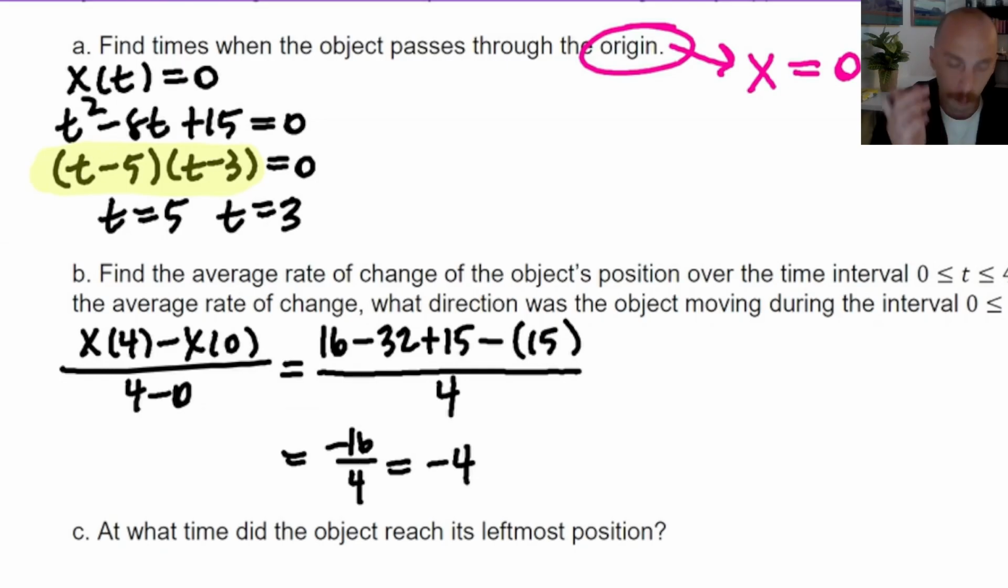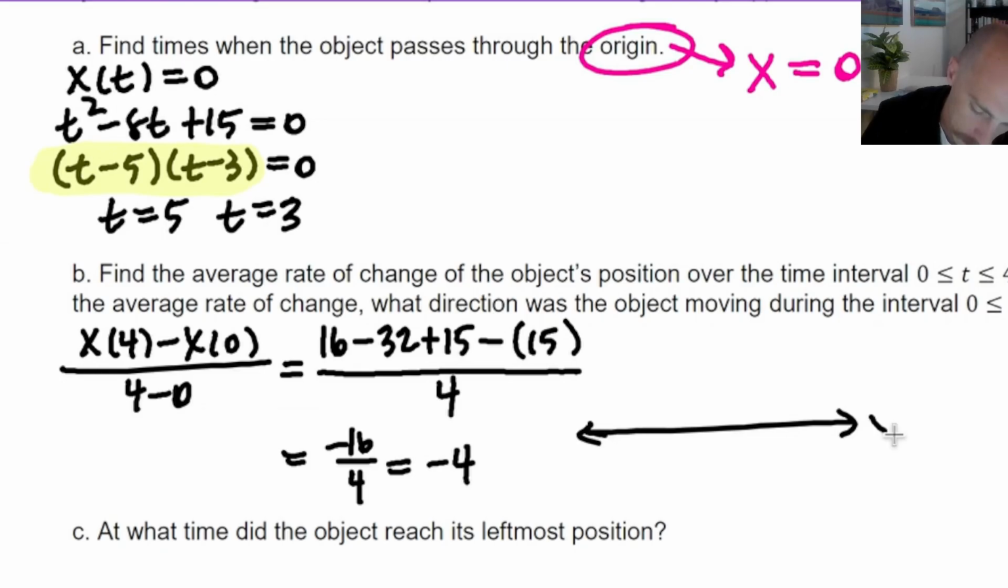All right, so the average rate of change was negative. I'll draw the x-axis here. Think about the point. Its average rate of change was negative, which meant that the change itself was also going to be negative, the net change. And if the change in position was negative, then the ending value was less than the starting value. And so the point moved over here. So if the average rate of change of position on the x-axis is negative, I'm going to say that the object is moving to the left.